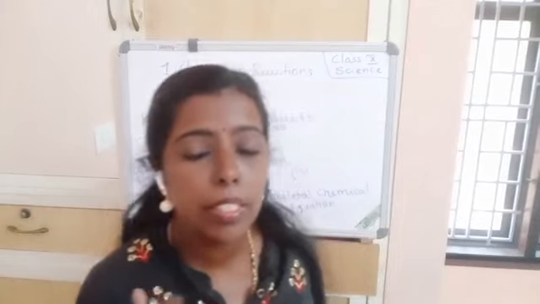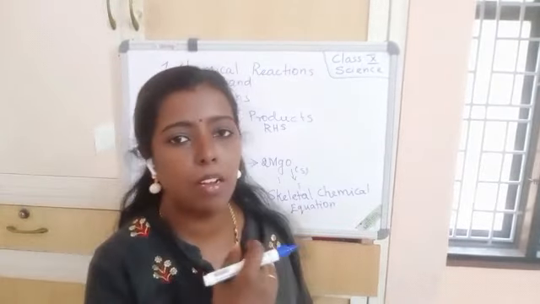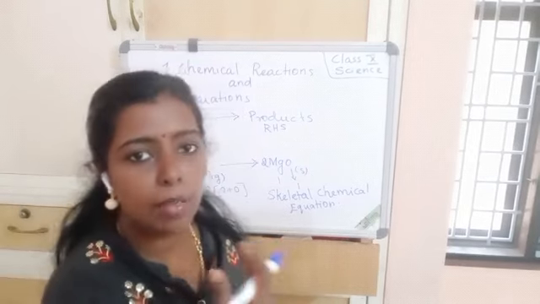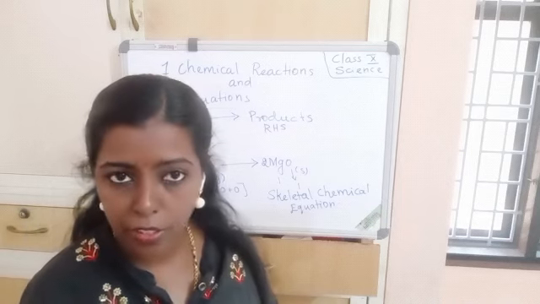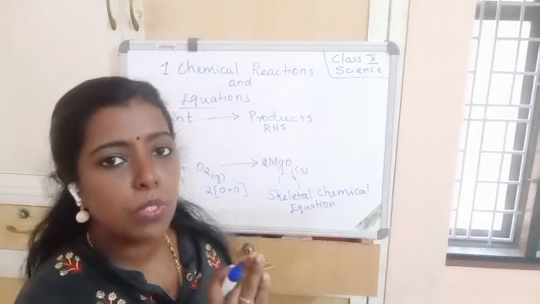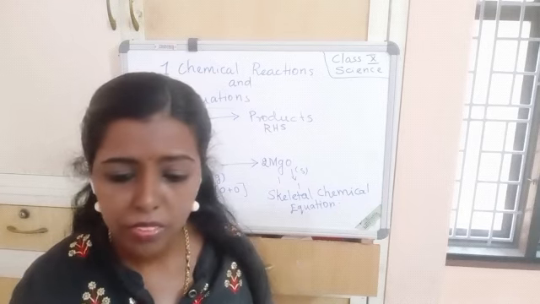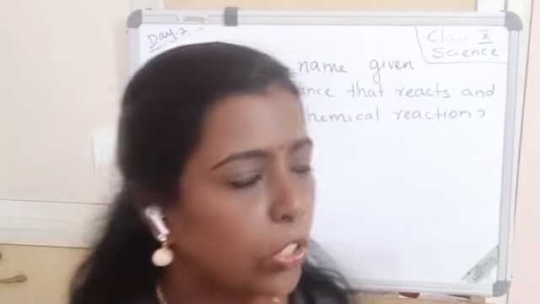Then we should check whether our chemical equation is balanced or unbalanced. If our chemical equation is unbalanced, we should balance it. These are the steps involved while we are writing a chemical equation. Next we see some questions based on today's video session.